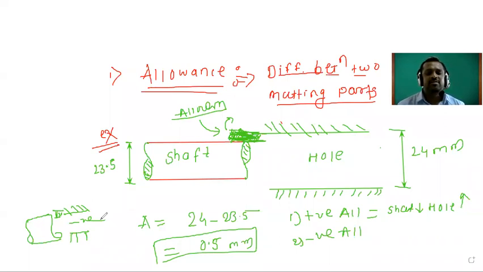Positive allowance is nothing but when the shaft is smaller and the hole is big or larger. And when the shaft is bigger and the hole is small, it is called the negative allowance. So understood? What is meant by the allowance? Allowance is nothing but the difference between two mating parts.